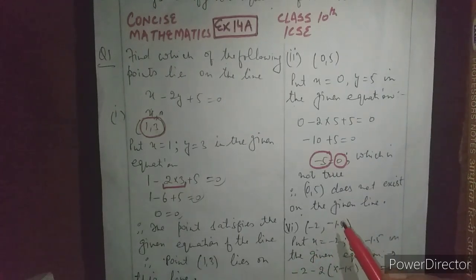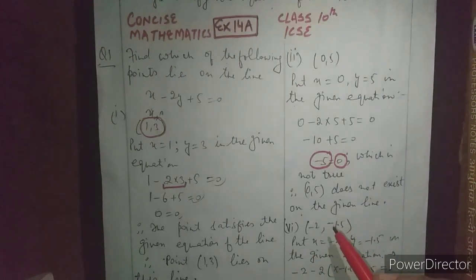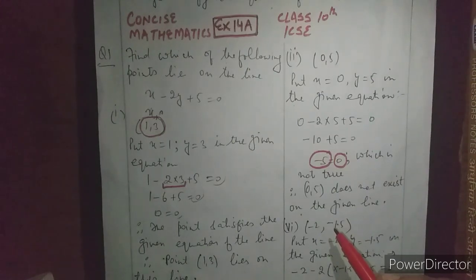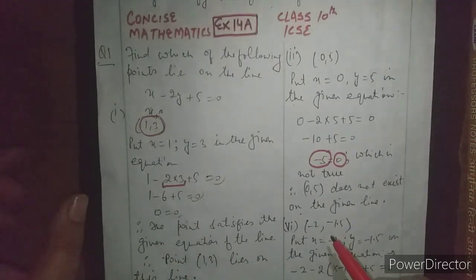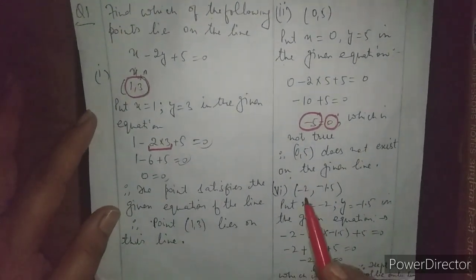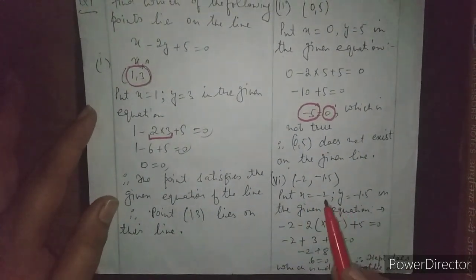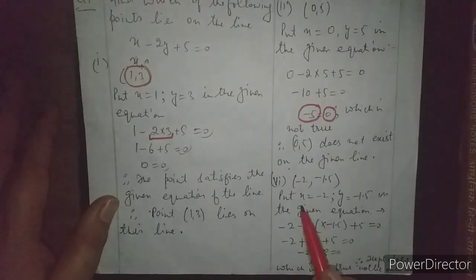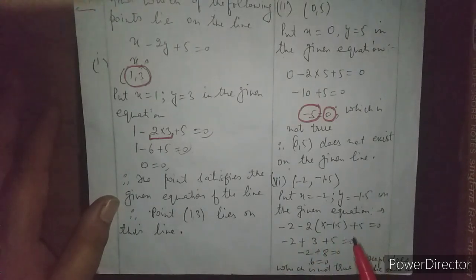Exactly the same way you will be solving part number 3, 4, 5 and 6. Okay, I have solved one more part for you, that is part number 6, which says that the point given is (minus 2, minus 1.5). Put x equal to minus 2 and y equal to minus 1.5 in the given equation. After putting, and solving, just see how I have solved.